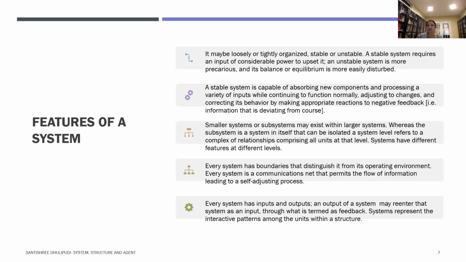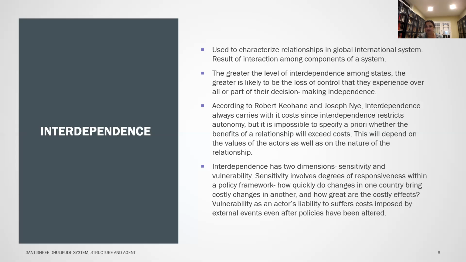Systems represent the interactive patterns among the units within a structure. Interdependence, used to characterize relationships in the global international system, is the result of interaction among components of a system. The greater the level of interdependence among states and peoples, the greater is likely to be the loss of control that they experience over all or a part of their decision-making independence.